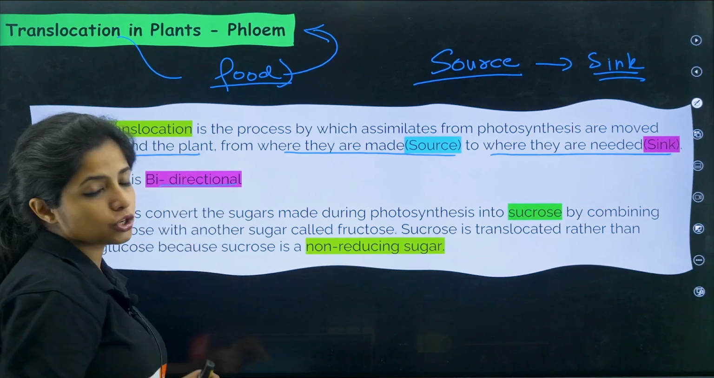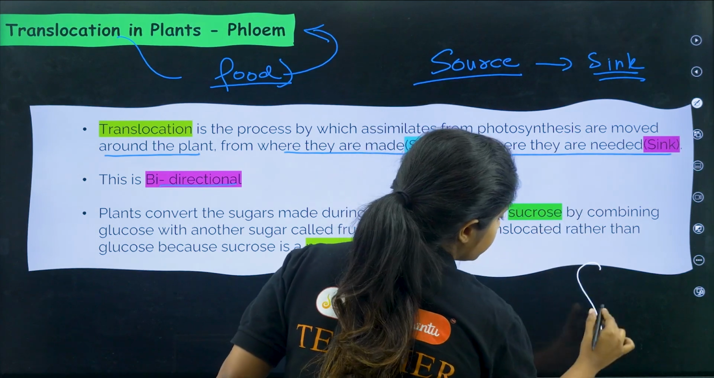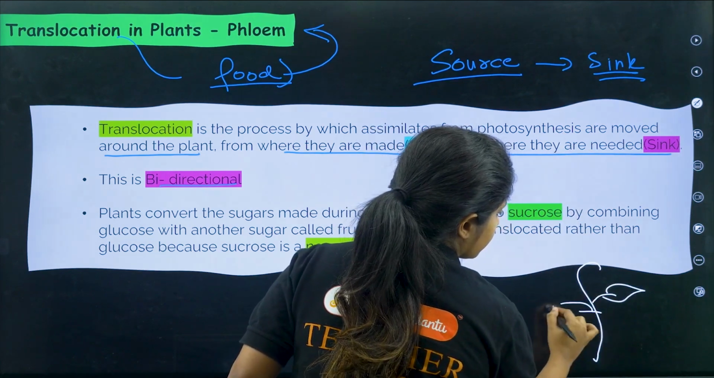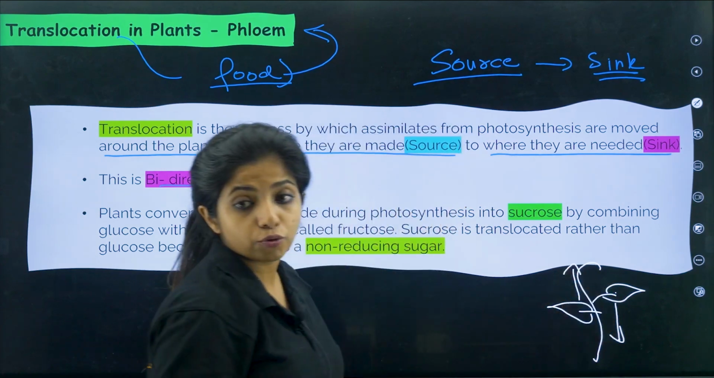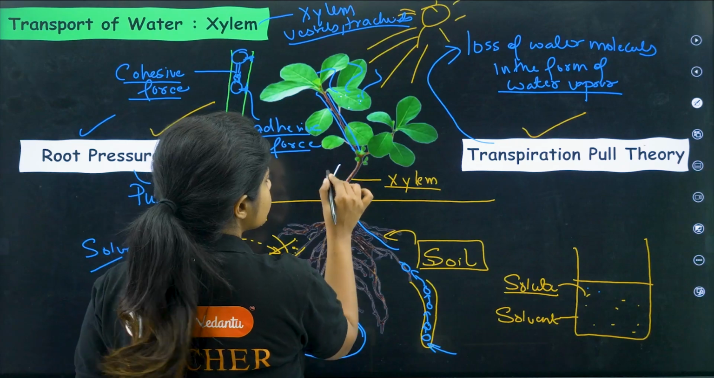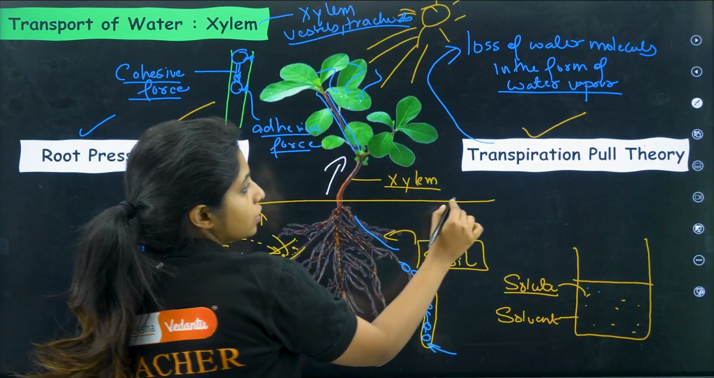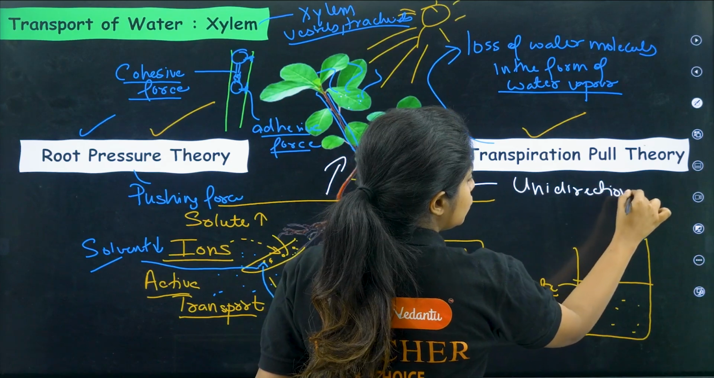What do you mean by bidirectional? As in, for example, suppose this is a plant, the food is made here, it can go down also. The food is made here, it can go up also. This is known as bidirectional movement. Whereas when you talk about xylem, it always transports water in one direction. This is unidirectional, children, unidirectional.